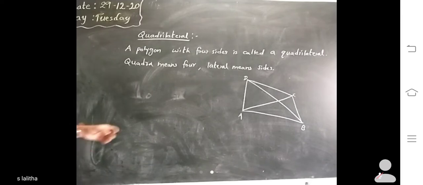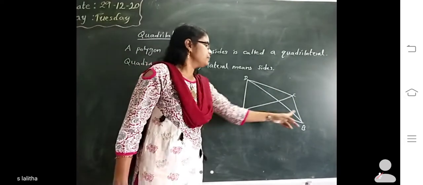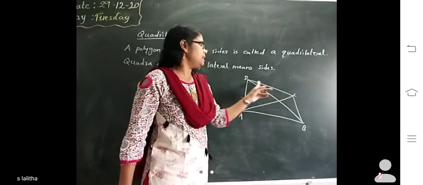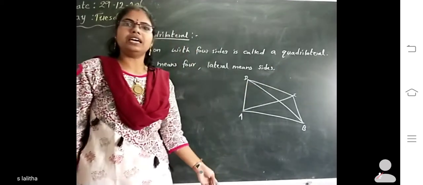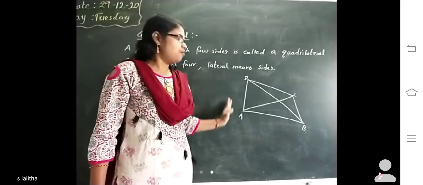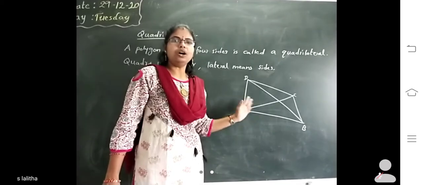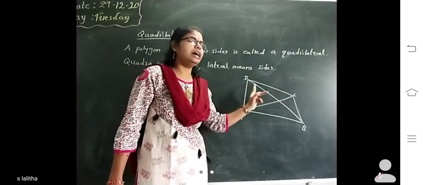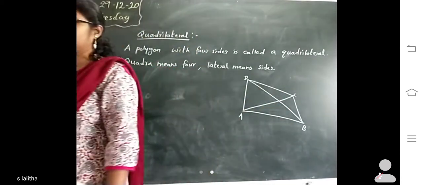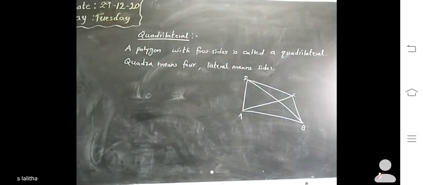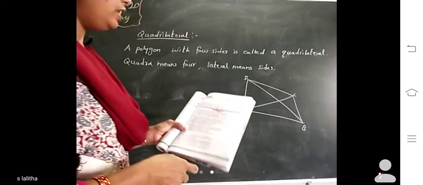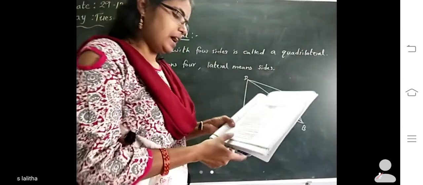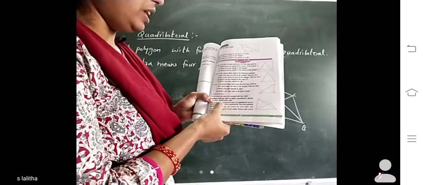And what are the angles here? Angle A, angle B, angle C, angle D. So how many angles here? Four angles, four vertices, four sides, and two diagonals. So after you finish this one, draw the picture and write from here, page number 127.